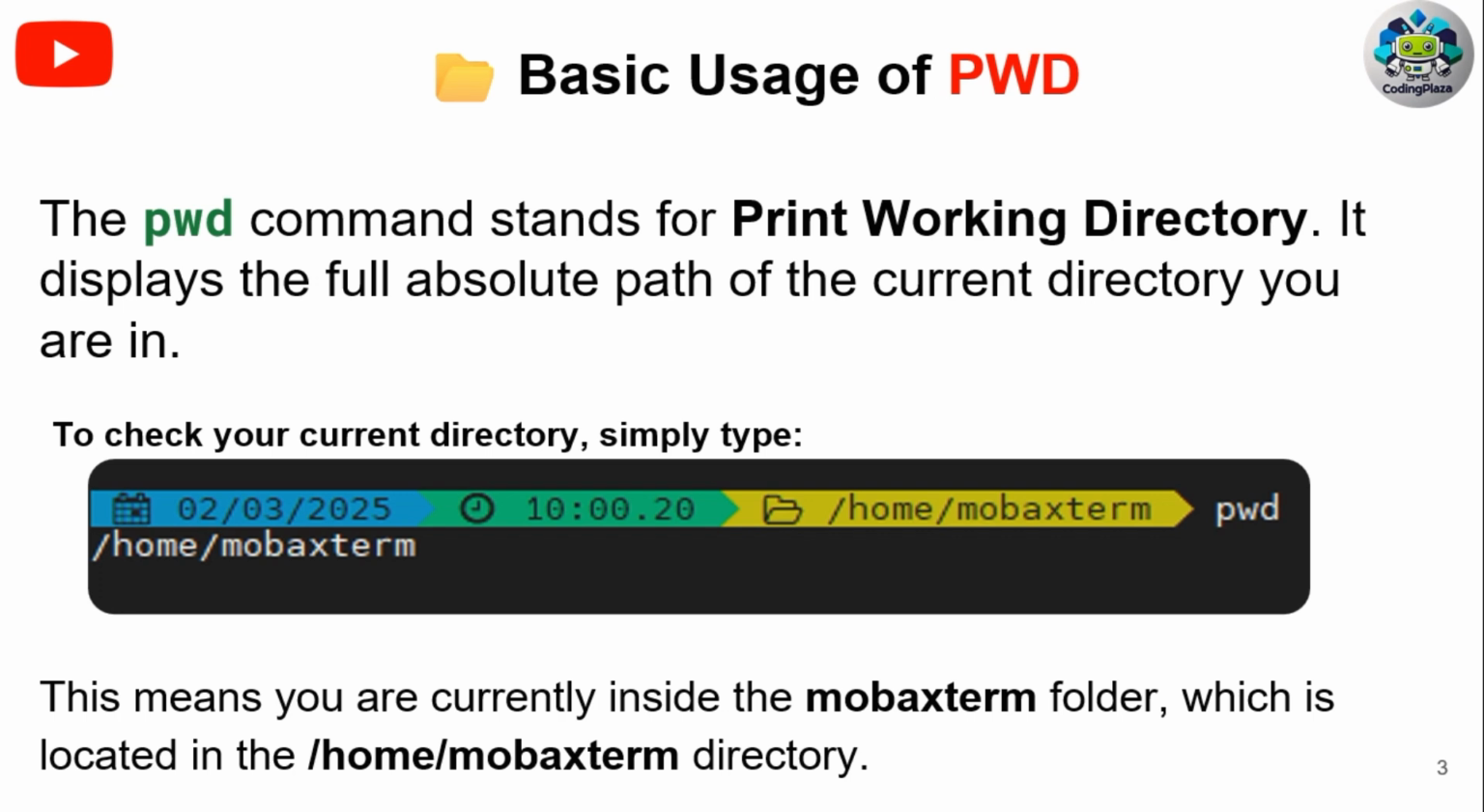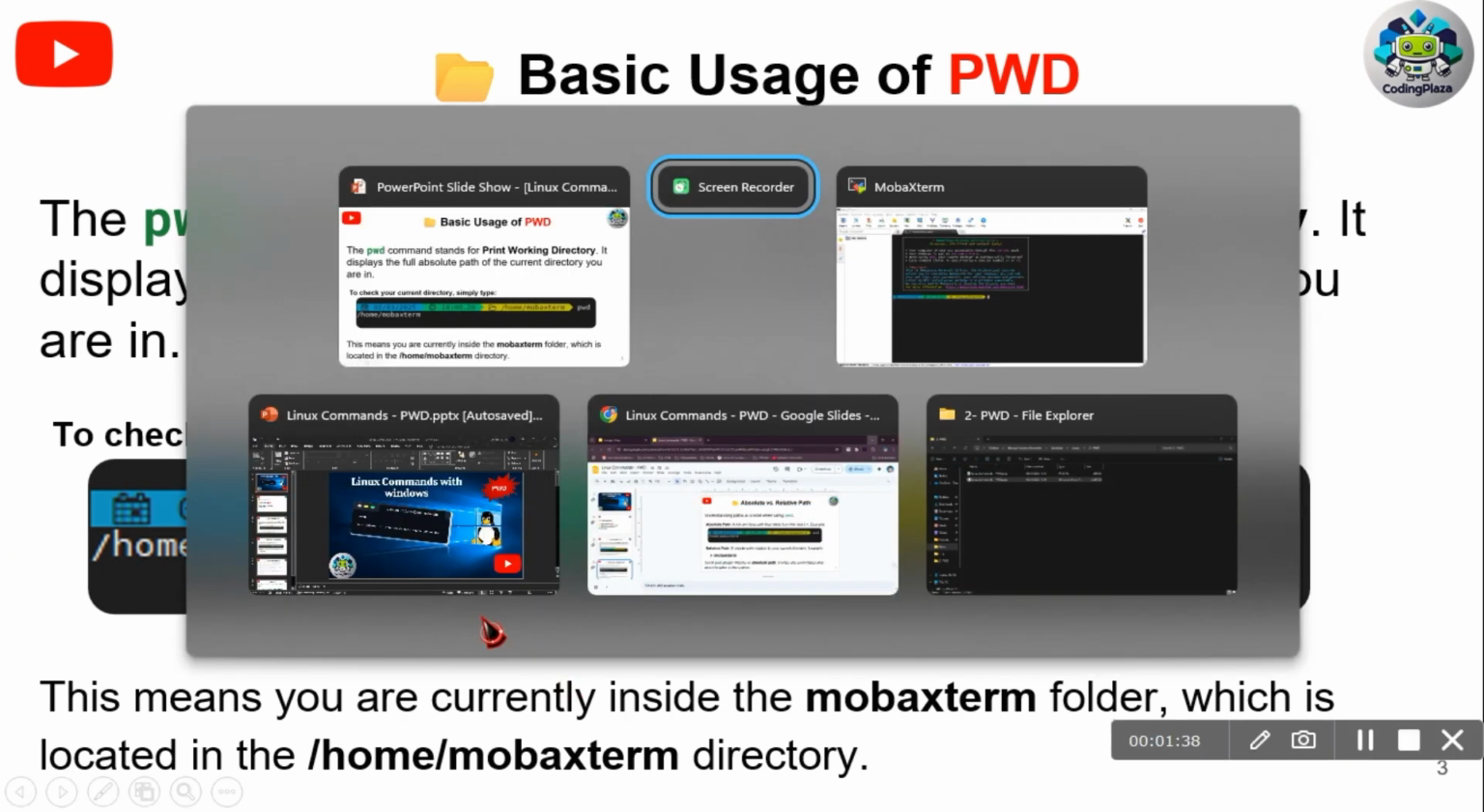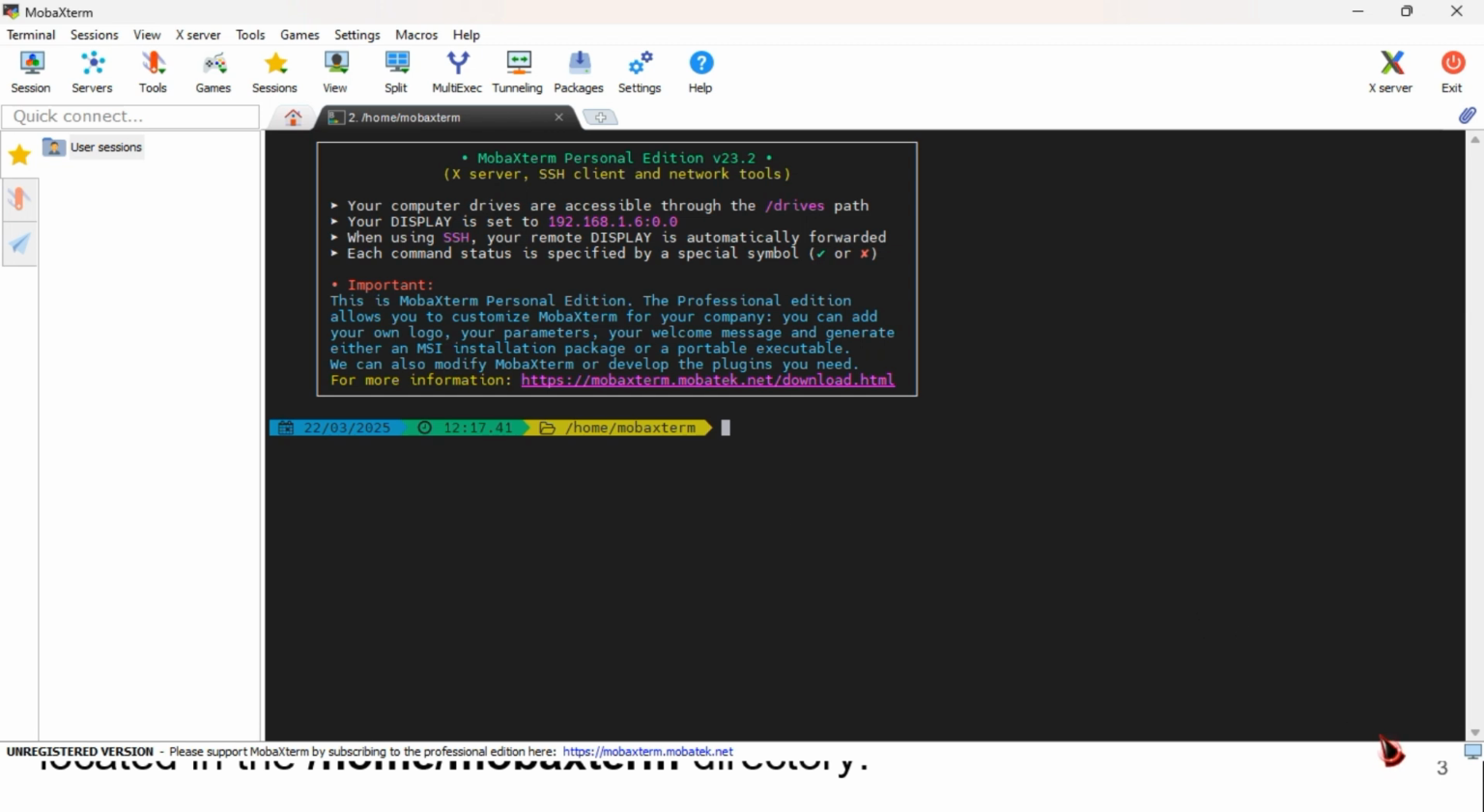To check the current directory, simply type pwd. Here you can see in the screenshot how it looks: home, MobaXterm. Earlier I told you I already made a video on how to set up MobaXterm in Windows. You can go through that and see how to use it, and then we'll try this in real time.